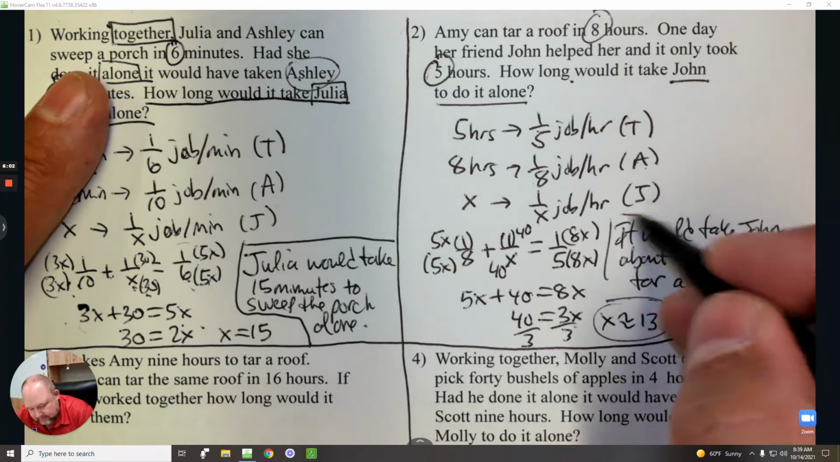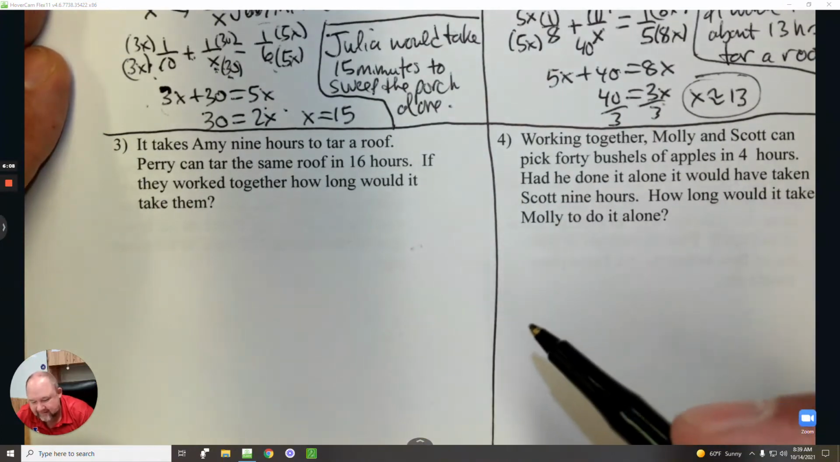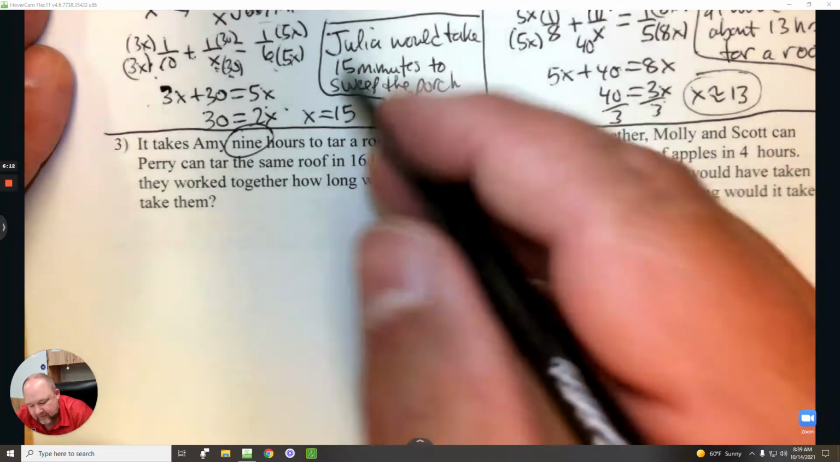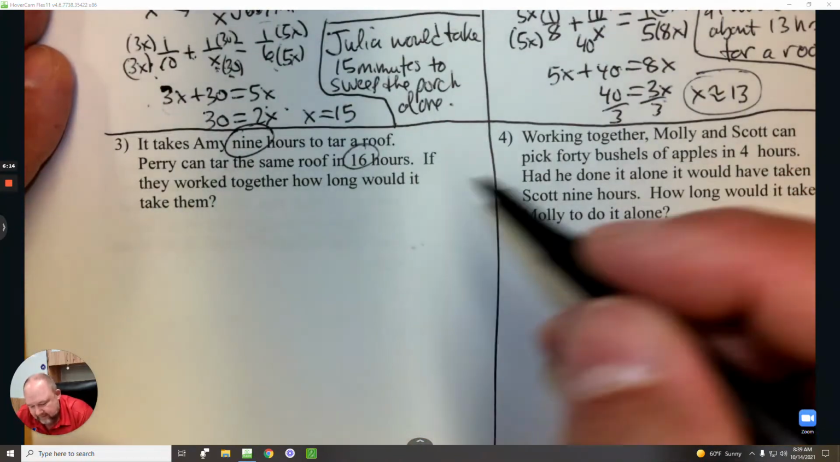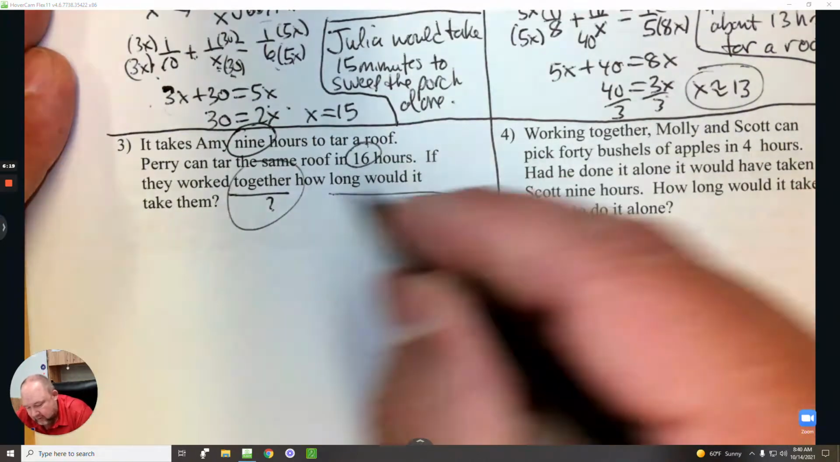All right, number 3. It takes Amy 9 hours again to tar a roof. We're back to this. Perry can tar the same roof in 16 hours. If they work together, so my unknown is together, how long would it take them?